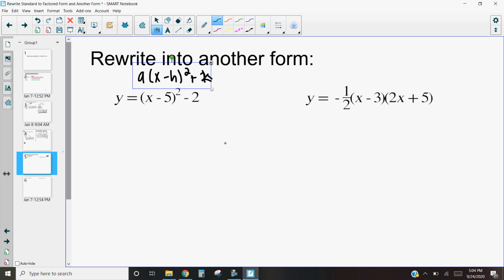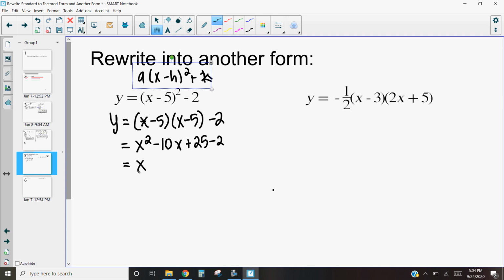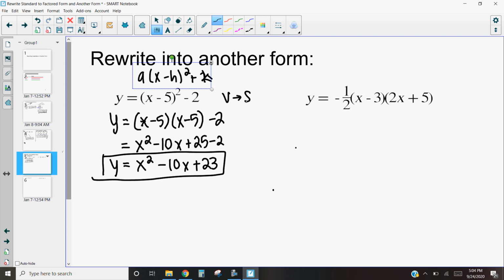Remember, how we do that is we're just going to multiply it out. So I get y equals x minus 5 times x minus 5, minus 2. When I multiply this out, I get x squared minus 10x plus 25 based on our perfect square trinomial, minus 2, and this gives us y equals x squared minus 10x plus 23. Perfect. That was a great way. And in this case, we went from vertex form to standard form, and all we had to do was multiply it out.